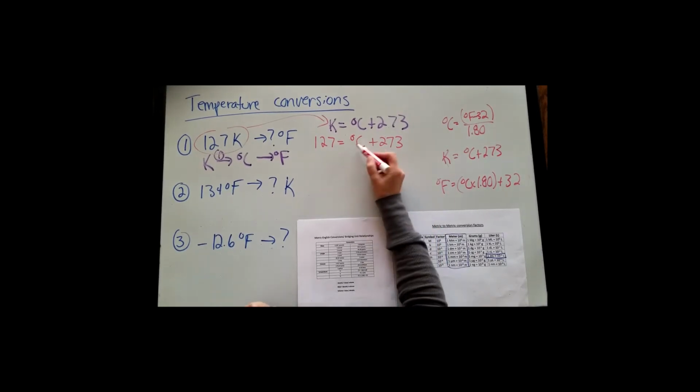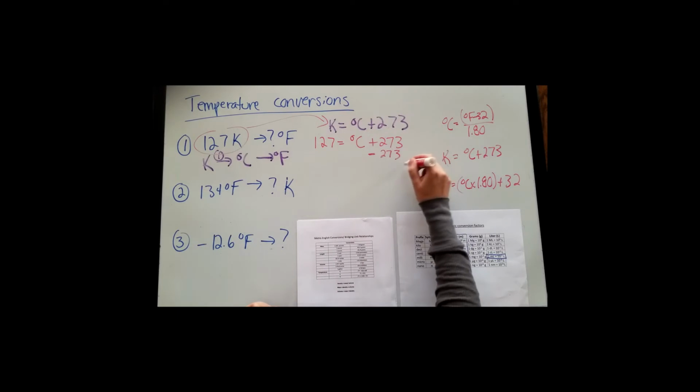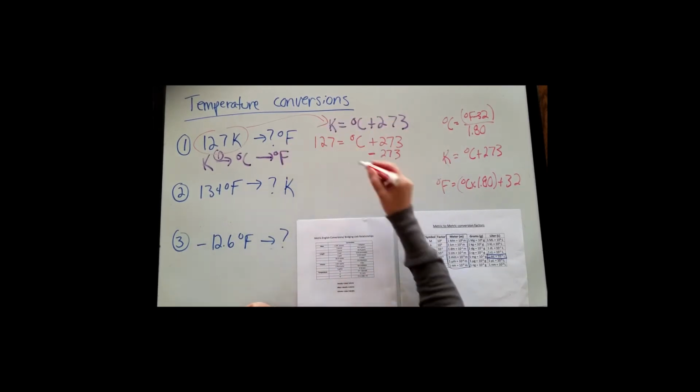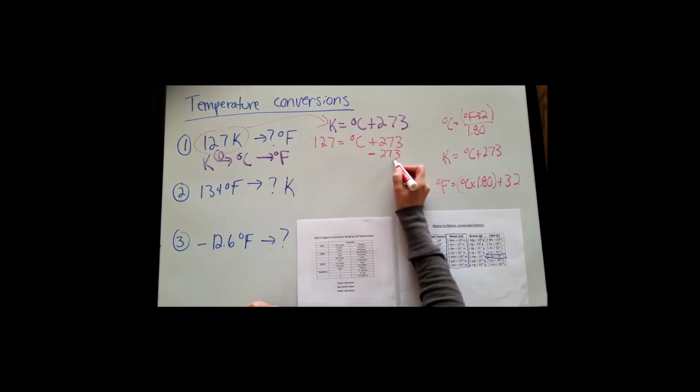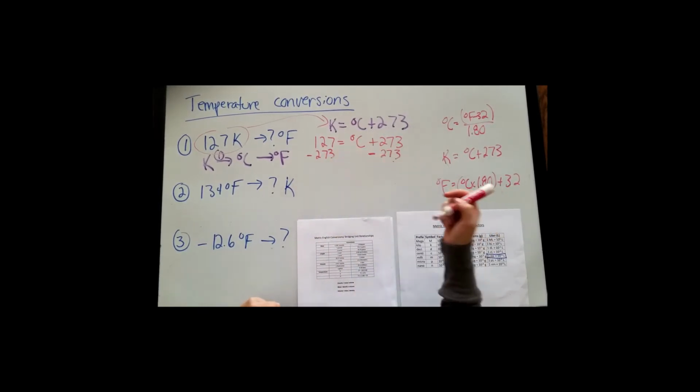So how am I going to solve for X? Well, I need to get rid of this 273. Since I'm adding 273, to get rid of it, I want to do the opposite operation. So what's opposite of addition? Subtraction. So I'm going to subtract 273. Whatever I do to one side of the equal sign, I have to do to the other. So if I subtract 273 from this side, I also need to subtract 273 from this side.